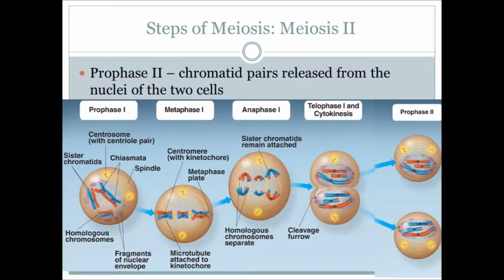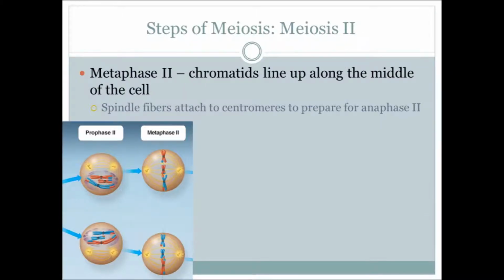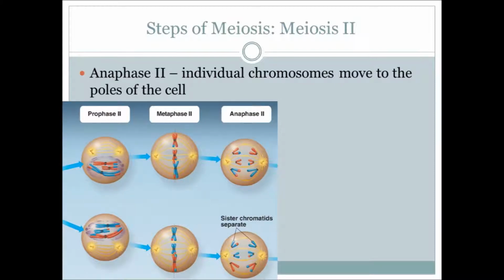In prophase 2, the chromatid pairs are released from the nuclei of the two cells once more as the nuclear envelope dissolves. In metaphase 2, we have our chromosomes lining up in the middle of the cell. The spindle fibers attach to the centromeres in order to prepare for pulling them apart during anaphase 2.